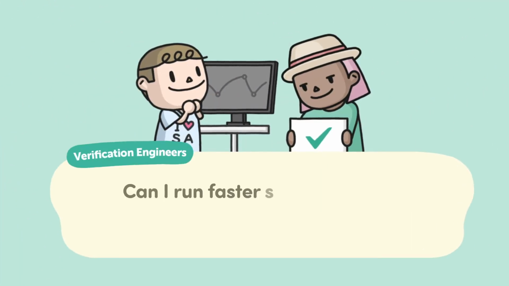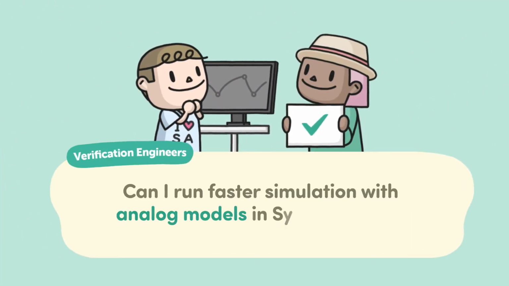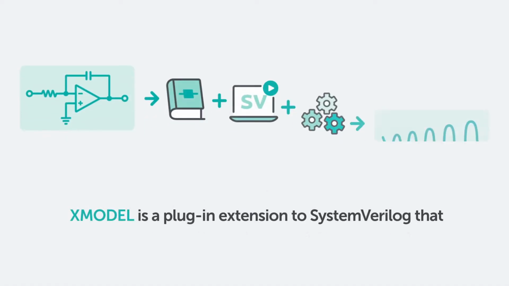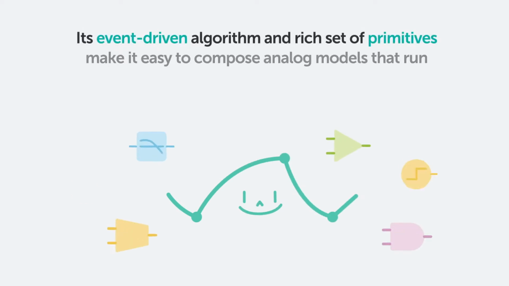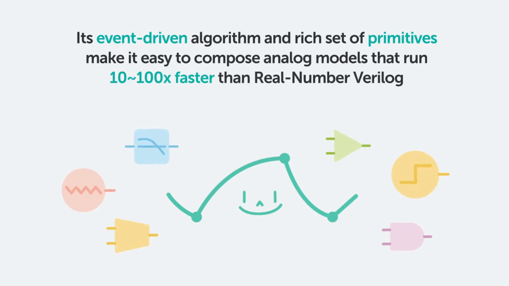Can I run faster simulation with analog models in SystemVerilog? Yes, XMODEL is a plugin extension to SystemVerilog that enables fast and accurate analog simulation. Its event-driven algorithm and rich set of primitives make it easy to compose analog models that run 10 to 100x faster than real number Verilog.